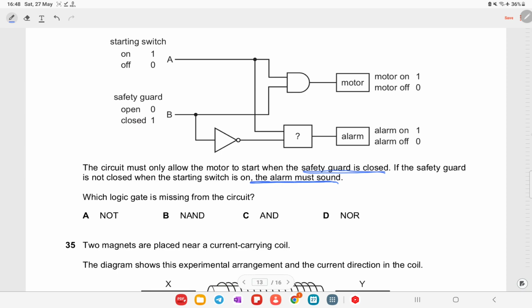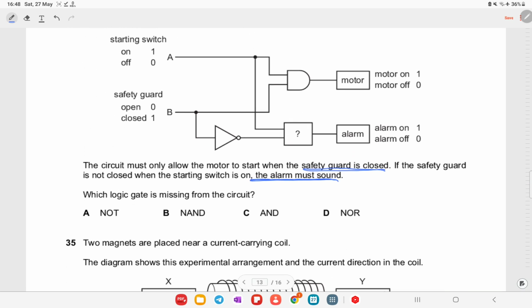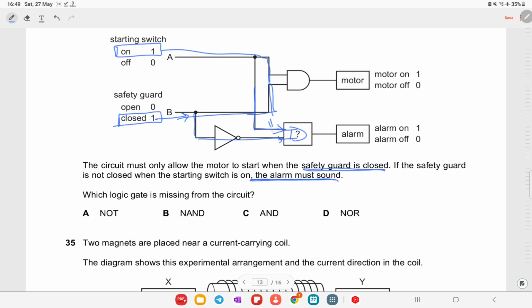Okay, so one thing is this, when the safety guard is closed, then the motor should be switched on. Obviously it's common sense. So when the safety guard is closed, you'll get 1. So over here it's 1, and when you are trying to switch it on, the logic coming from here is 1 and this is going to be here. So it's going to be an AND gate because both have 1.